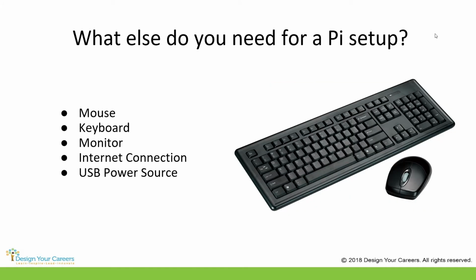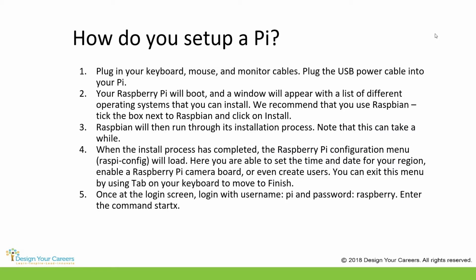Well, what do you need for a Pi setup? Initially, you need the essentials such as a mouse, keyboard, monitor, internet connection, and USB power source. And once you have all those set up, you simply plug in your peripherals. That means your mouse, your keyboard, monitor cables. You'll need this for the first time setup, but after that you'll be able to SSH right into your Raspberry Pi since it's a server.